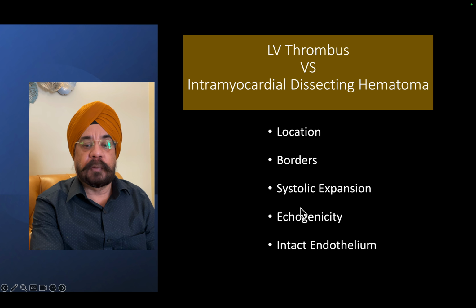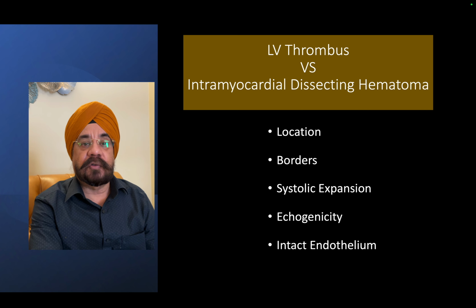intramyocardial dissecting hematoma. And there is a mixed echogenicity in a layered format. The layered format is most likely because the hematoma is dissecting through the layers. Thrombus generally does not form these kinds of layers. The intact endocardium, in case you are able to demonstrate it on echocardiography, which is a hyperrefractile small layer, then it's more likely to be intramyocardial dissecting hematoma rather than a thrombus.